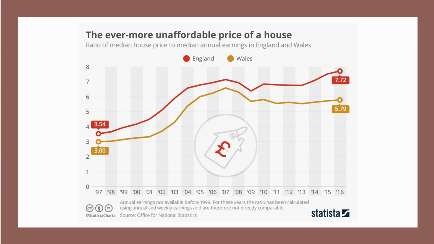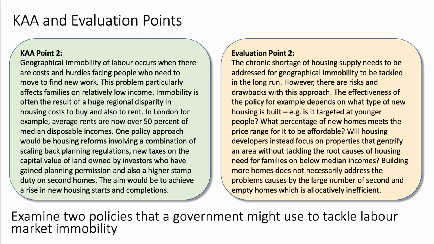If you look at the ratio of median house prices in England and Wales to the average earnings of people in work, the rate was 3.5 in 1997, a bit lower in Wales. In England, 2016 it had gone up to 7.72 in England, 5.79 in Wales. In other words, the median house price in England, nearly 8 times average earnings. Very, very hard to get a mortgage to afford that kind of property.